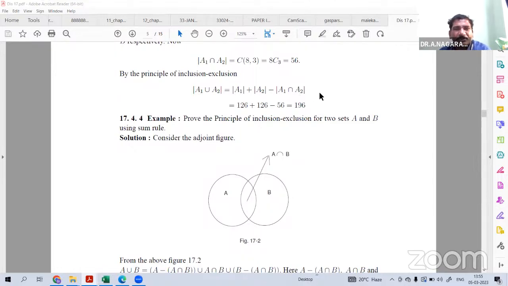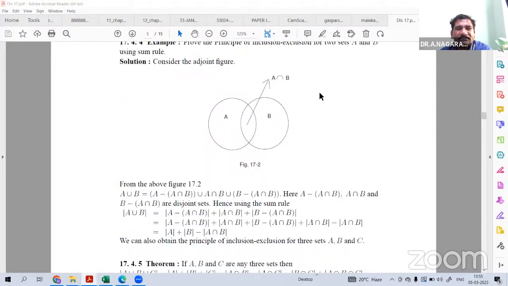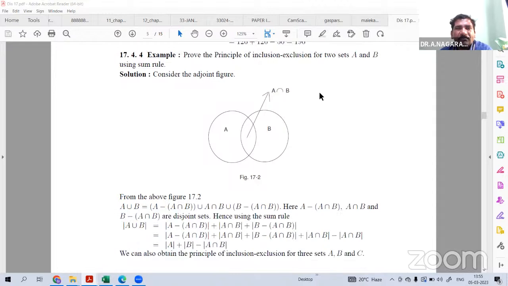So 126 plus 126 minus 56 equals 196. This is the example. Now here, sometimes he will ask you to prove, using the sum rule, the principle of inclusion and exclusion of the 2 sets A and B.